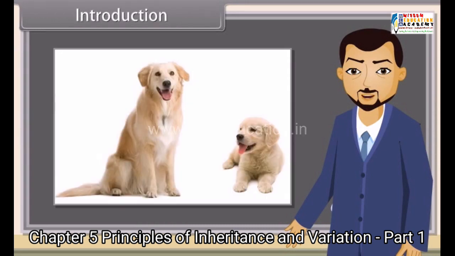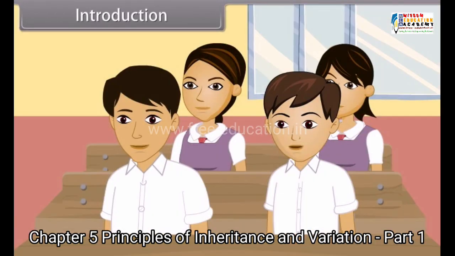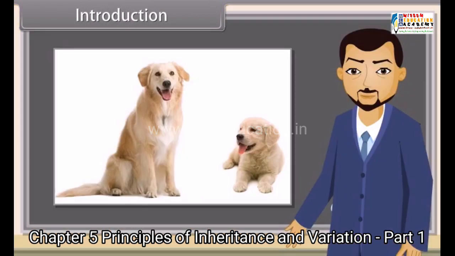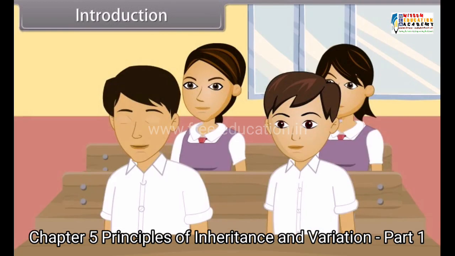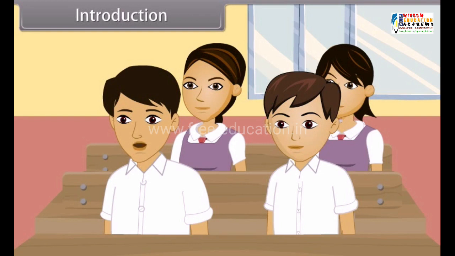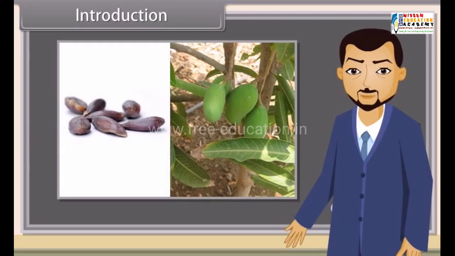What can you see in this picture? We can see a dog and its puppy. Correct. Can the seeds in this picture produce the corresponding mango plant? No. Mango plant can only be produced from mango tree. You're right.